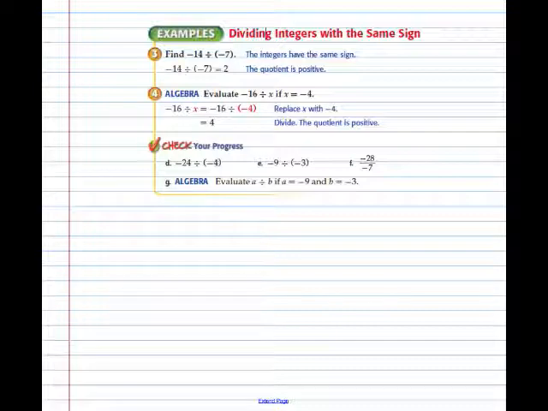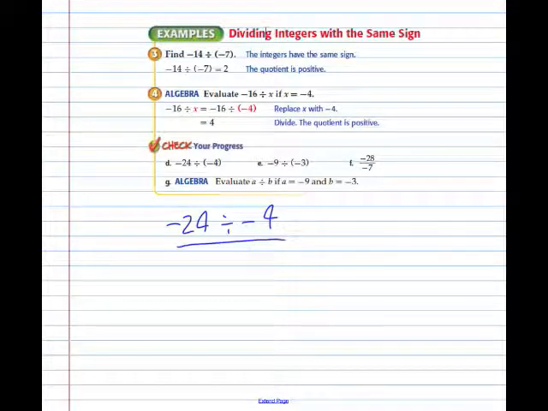In the check your progress problems, negative 24 divided by negative 4 gives us a quotient of positive 6.